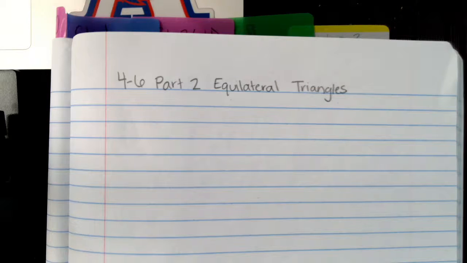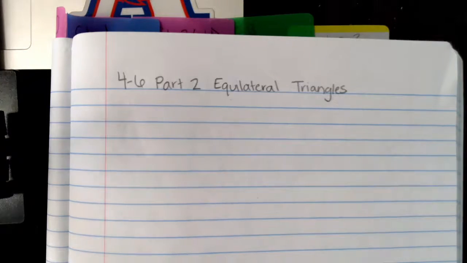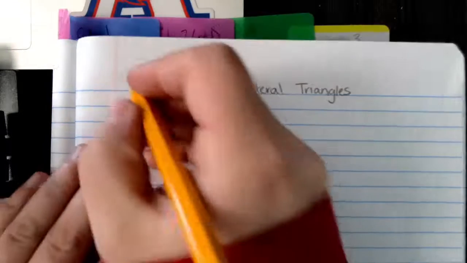Alright, so 4-6 part 2, equilateral triangles. We have 2 theorems, and then we have 2 examples where we're going to find a missing measurement. And then we do have 1 flow proof that's kind of complex today, but I'm really confident that like a solid 65% of kids in period 4 understood it. So we can do this. I believe in us. Alright, so we're going to start with equilateral.